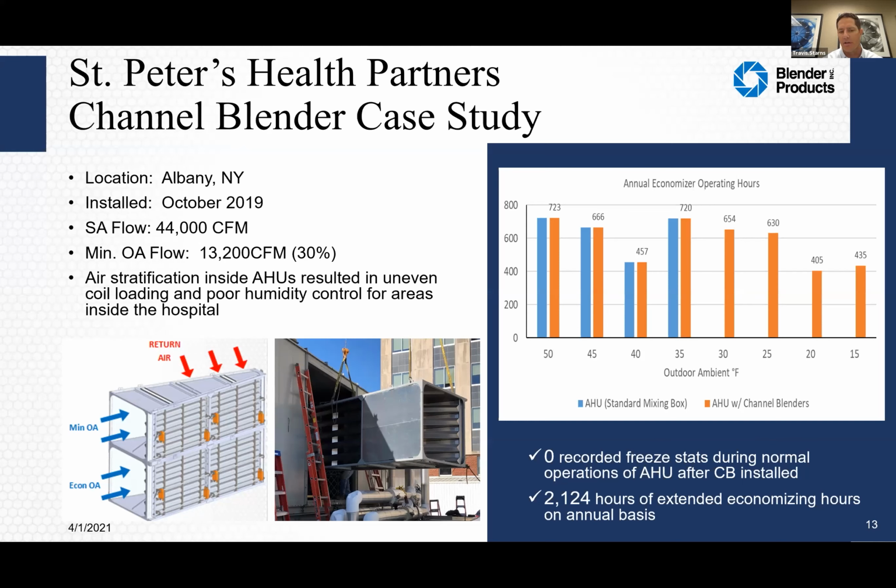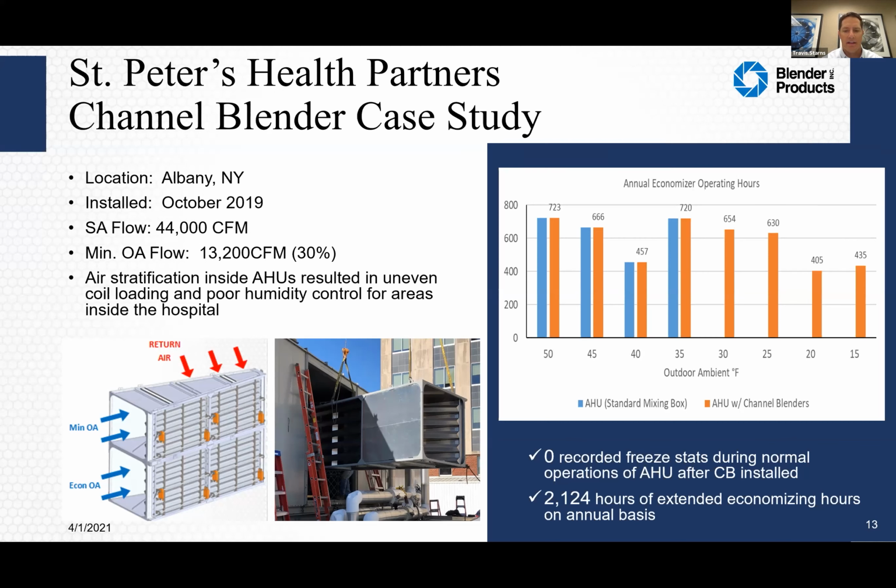So we installed the channel blender. We removed the weather hood and dampers from the side entry. This is a side entry unit, and you can see that we did have a dedicated min on here. So we had an airflow measurement station installed right on the outside of this section of the AHU in that photo. But what you see, since we installed this channel blender, we went through 2 winter seasons, and we've had 0 recorded freezestats during those winter seasons.